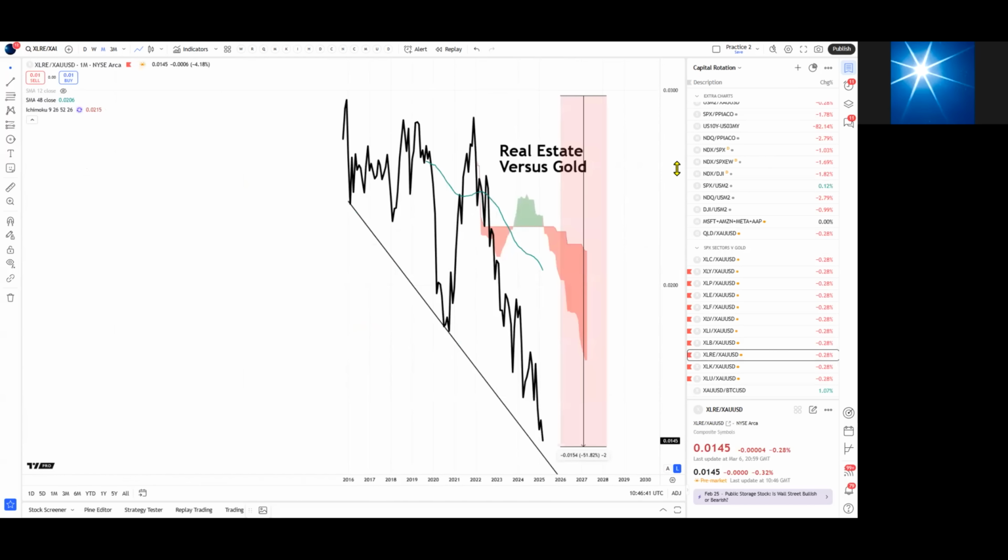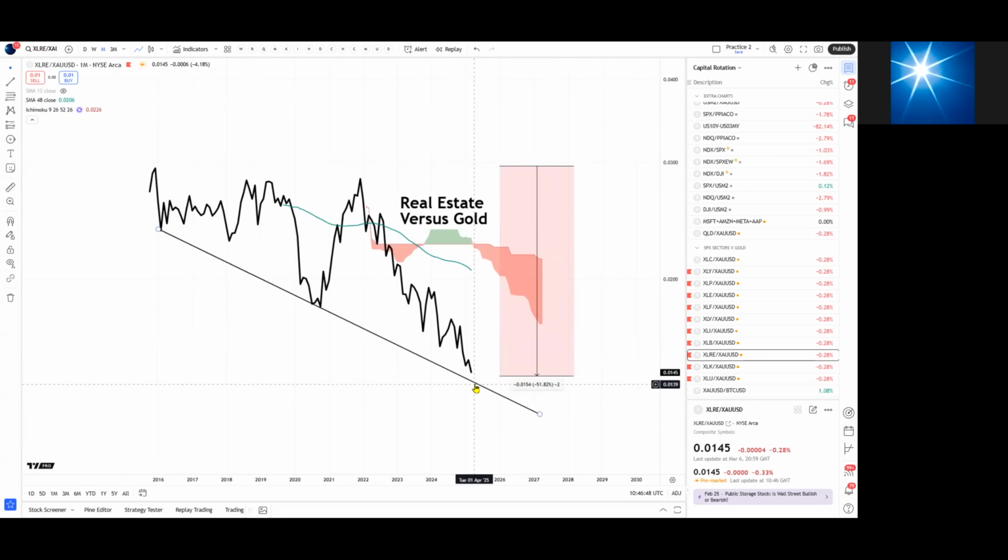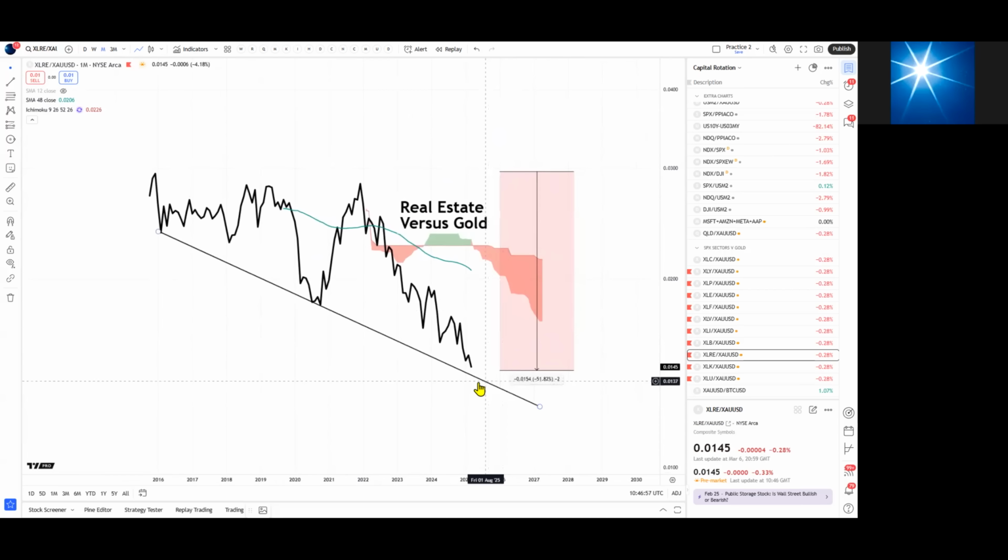XLRE is real estate. Real estate is plunging versus gold, and it's just about to arrive at the support line. So it's going to be interesting to see if real estate can develop any upwards momentum versus gold later on this year or into next year, or whether it just continues to break down, or perhaps goes sideways. We don't have data going back to the previous gold bull market for this particular sector, but we can look at housing versus gold, and I've done that before on previous charts. But it's true to say that this chart is very much in a bear market versus gold.